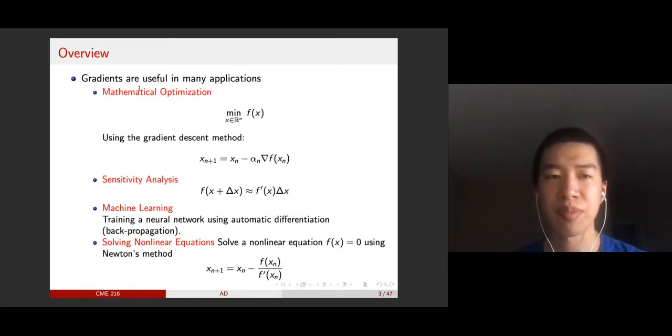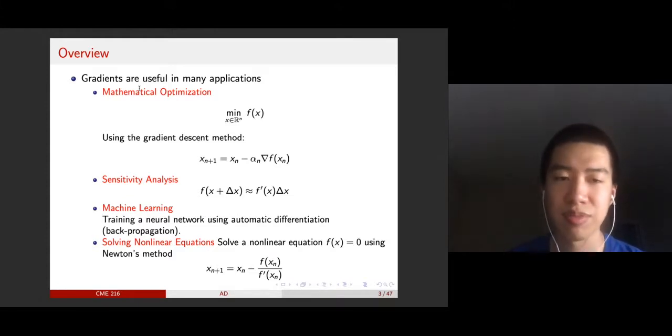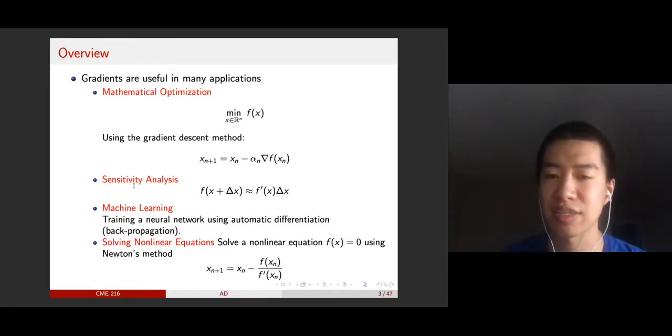When you solve an engineering problem, gradient is a very important mathematical concept, and it is also very useful in many applications. For example, if you conduct a mathematical optimization, you want to minimize an objective function. You might want to use the gradient descent method, where you descend the state variables in the direction of your gradient. And in uncertainty quantification, you might conduct sensitivity analysis, where you also need to compute the gradient or the derivative of your function. And in machine learning, it is obvious that the gradient descent method is a very important tool to find the optimal weights and biases of your neural network.